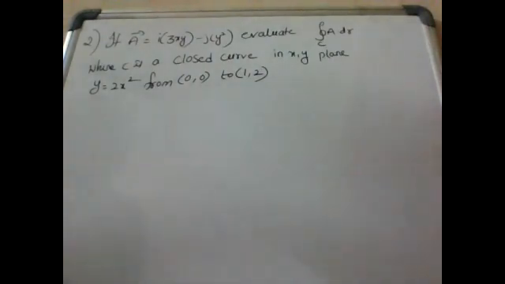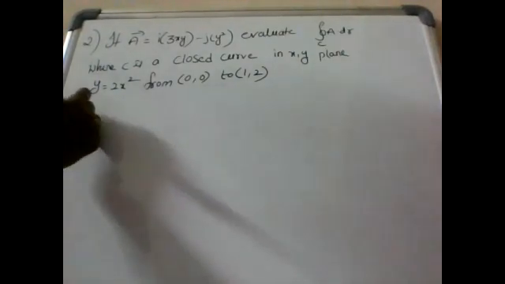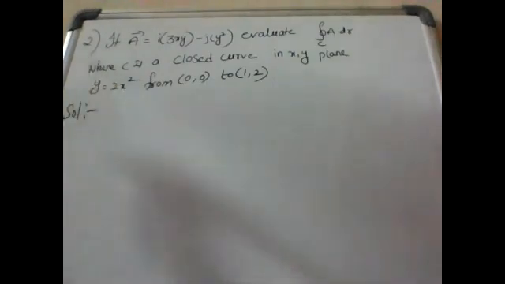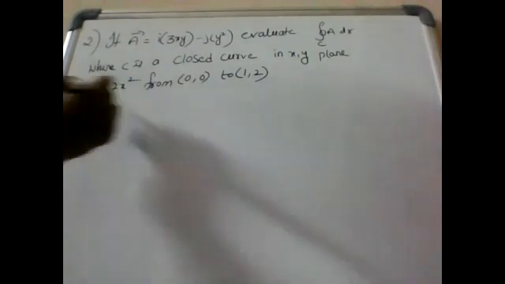Here given a bar equal to I into 3xy minus j into y square. So evaluate integration a dot dr, where c is a closed curve in xy plane, where y equal to 2x square from 0 comma 0 to 1 comma 2. This is the given problem. In solution, here integration is performed in xy plane only.